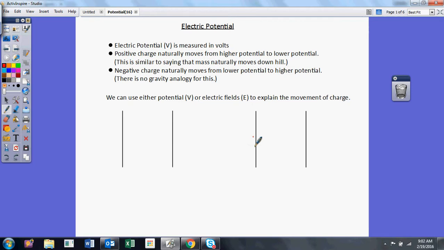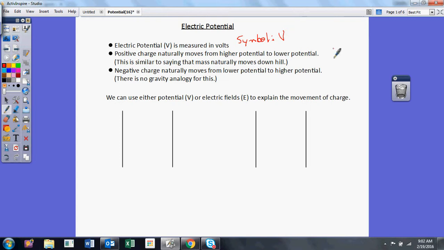Alright, this is our introduction to electric potential. So electric potential is measured in volts. The symbol for electric potential is V. So V is the symbol for electric potential and the symbol for the unit. The idea is that positive charge naturally moves from a higher potential to a lower potential.